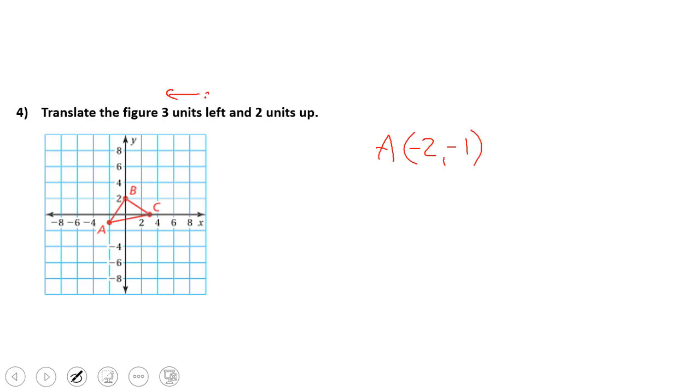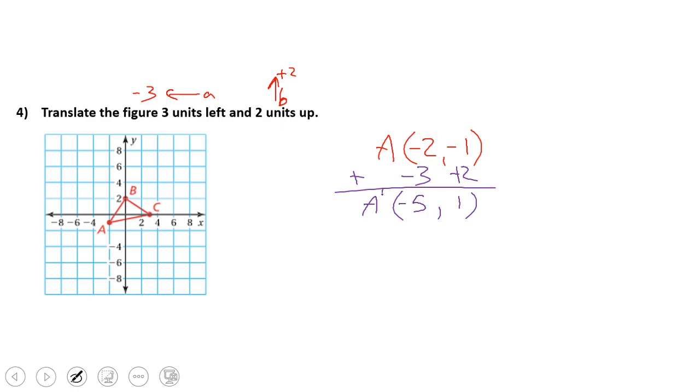Drawing my picture, my A says 3 left, so I know I'm subtracting. And what am I subtracting? I'm going 3 because I'm going 3 left. And then again, it says 2 up, so I'm going up. So my B number is going up 2. And so now I say, wow, I'm going 3 left, so I'm subtracting 3, and I'm going 2 up, I'm adding 2. Really, we're always adding. So -2 plus a -3 means -5, and -1 plus 2 means 1.